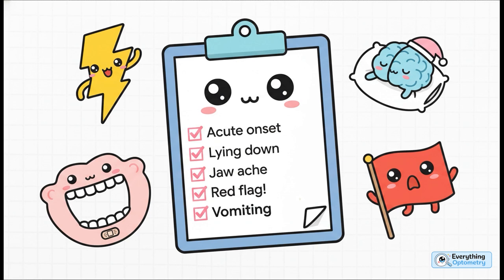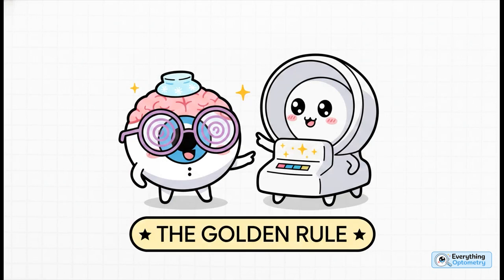What about jaw ache in a patient over 50? That is a massive red flag for temporal arteritis. Any vomiting or non-resolving neurological deficits? If any of these apply, you are officially out of routine territory. Which brings us to the golden rule of optometry. If a patient presents with a headache combined with blurred vision, visual field testing is absolutely non-negotiable. You simply cannot skip it.